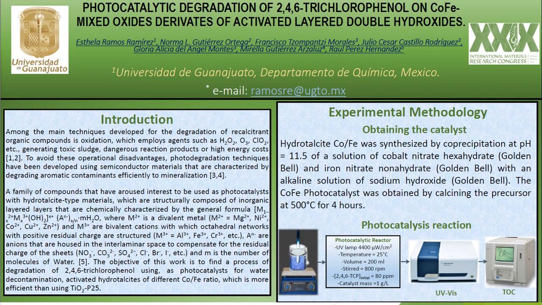The cobalt-iron hydroxide was synthesized by co-precipitation at pH 11.5 of a solution of cobalt nitrate hexahydrate and iron nitrate nonahydrate with an alkaline solution of sodium hydroxide. The cobalt-iron photocatalyst was obtained by calcining the precursor at 500 Celsius degrees for 4 hours.